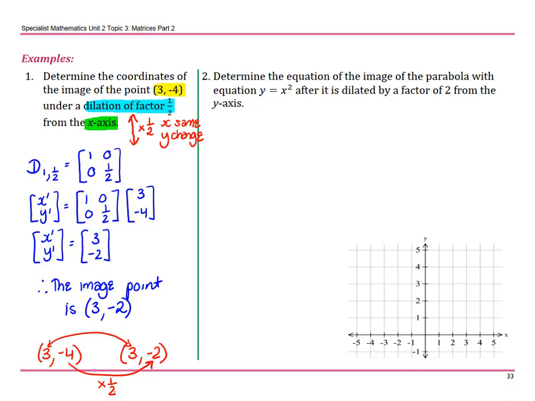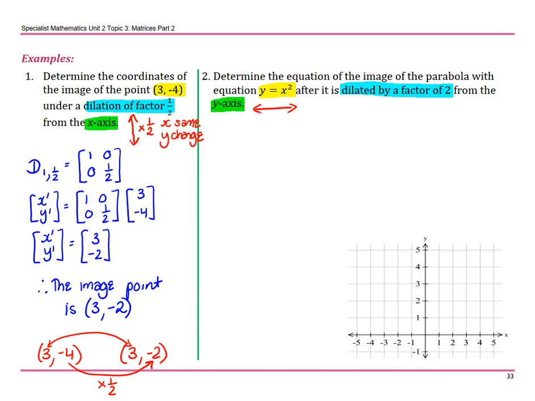So that verifies that we've done it correctly. Let's look at the next one. Determine the equation of the image of the parabola with the equation y equals x squared, dilated by a factor of 2 from the y-axis.